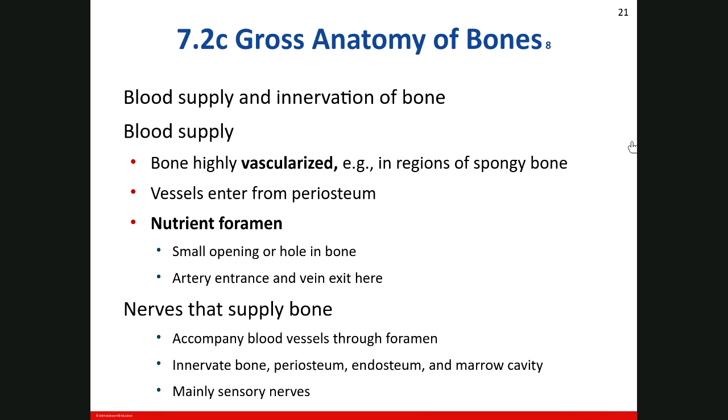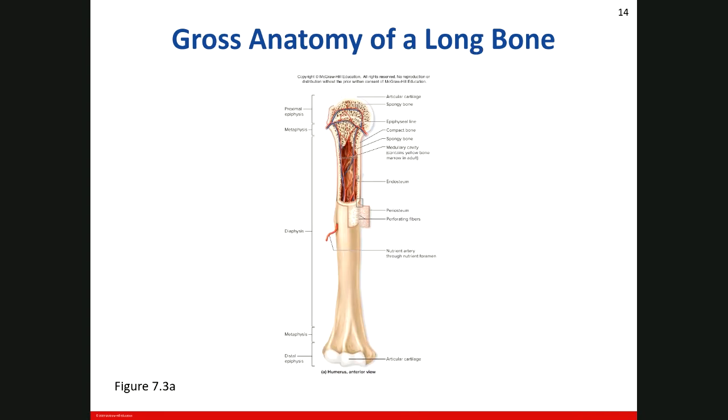And in this picture, you can see the nutrient foramen. Look at the picture. This is the nutrient foramen, and from this foramen, the blood vessels can go inside, and also the nerves can pass this part.